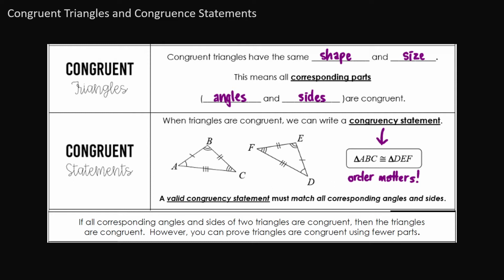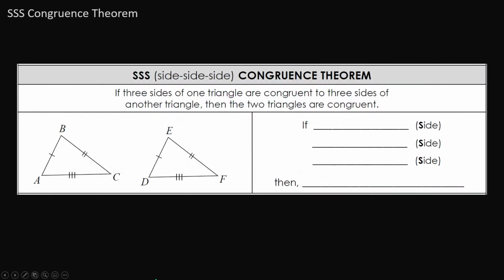So now, if all corresponding angles and sides of two triangles are congruent, then the triangles are congruent. However, you can prove triangles are congruent using fewer parts, what I like to call shortcuts. And the first shortcut we're going to look at is called side, side, side congruence. And so this congruence theorem says that if three sides of one triangle are congruent to three sides of another triangle, then we can say that the two triangles are congruent. So we've got our diagram here.